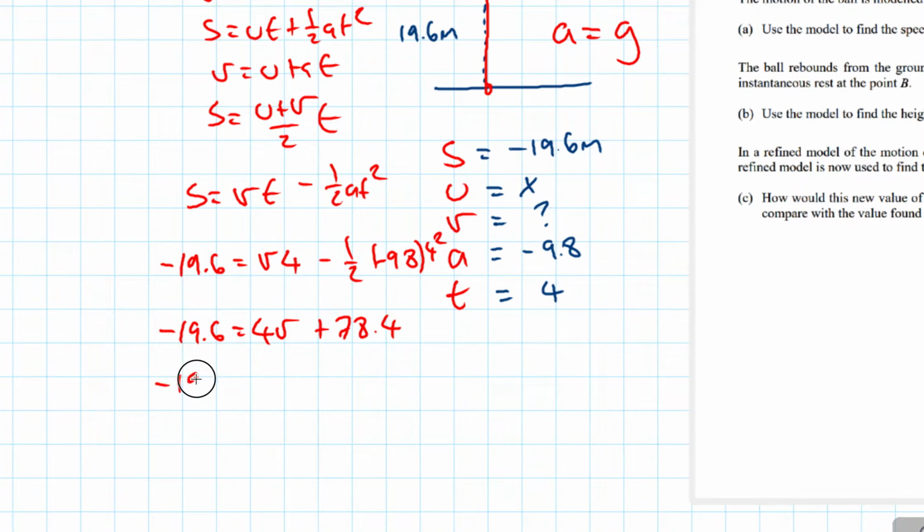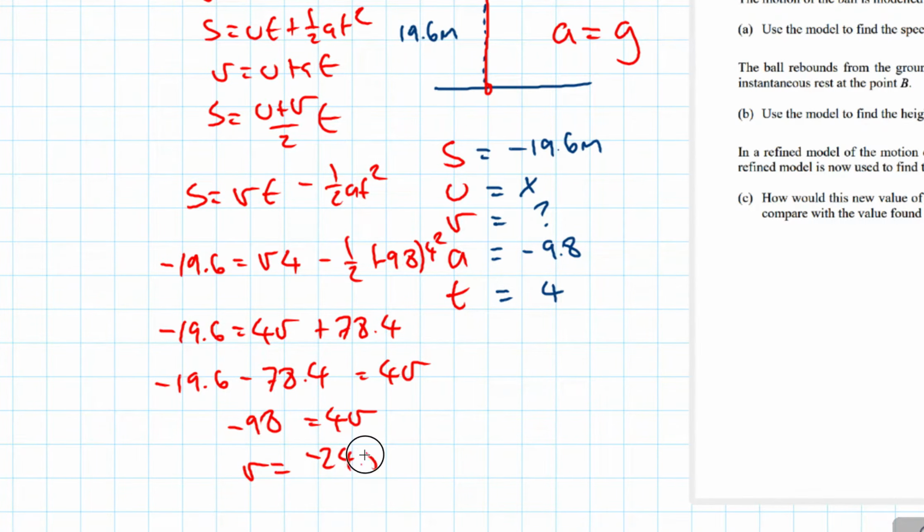So we're going to subtract that over to the other side: minus 19.6 minus 78.4, and that's equal to 4v. So this ends up being minus 98. So minus 98 equals 4v. So v is equal to minus 24.5 meters per second. It asks for the speed, so we can ignore any signs in this case. So we can just say v is equal to 24.5 meters per second.